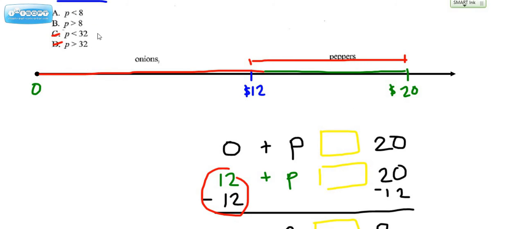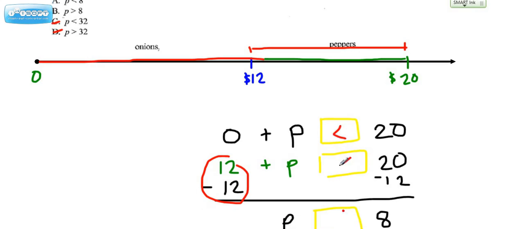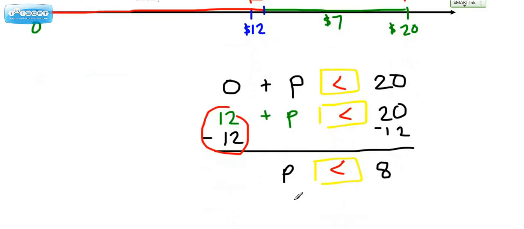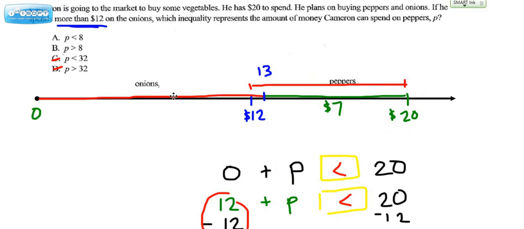So let's explore the idea of the peppers being less than $8, see if that makes sense. A hypothetical value, if this was 13 for our amount for the onions, because remember the onions is more than $12, then wouldn't that leave $7 as a hypothetical value for the peppers? And if I plug that in as a value and replace the p with the 7 and ask myself, is that true? Is 7 less than 8? And the answer to that question is yes. So that means we're going to reject the greater than symbol and go with the less than symbol, making A the correct answer for this particular question.